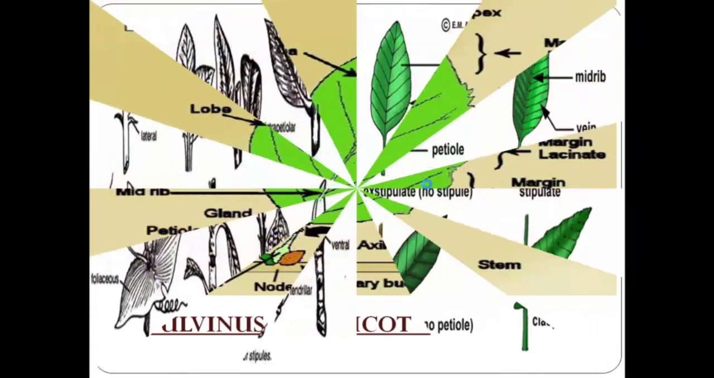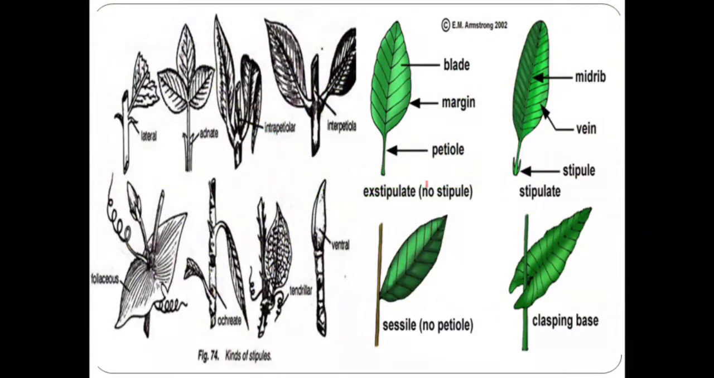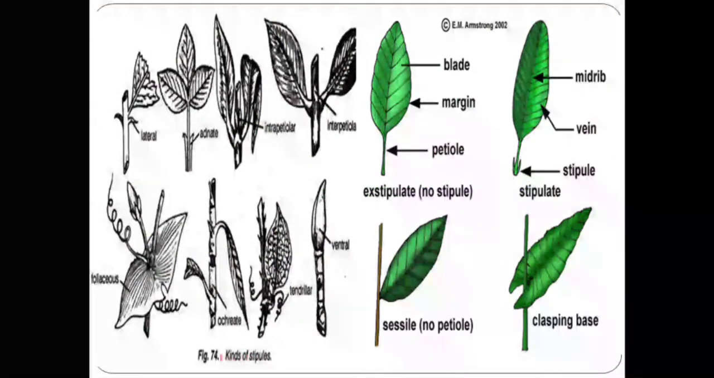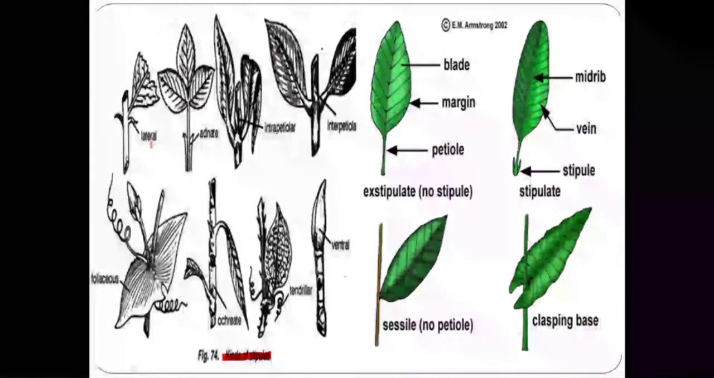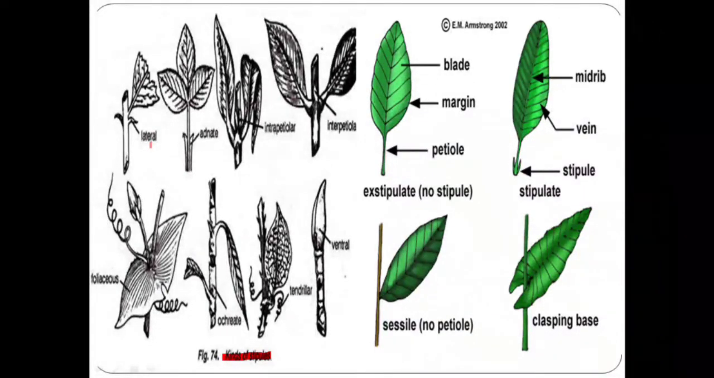Next we will discuss the kinds of stipules. We already know what a stipule is. A stipule is a small leaf-like structure developed at the base of the leaf. But we will discuss the different types of stipules or kinds of leaf. Here the diagrams are given. First, foliaceous stipule. Foliaceous stipule means the stipule is modified into a leaf-like structure in some plants. Next, sometimes the two stipules develop freely, and we call them free lateral stipules.